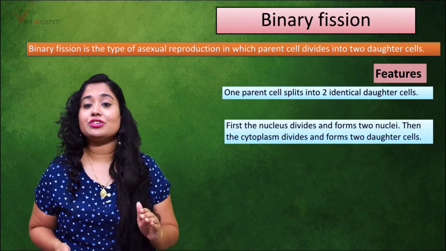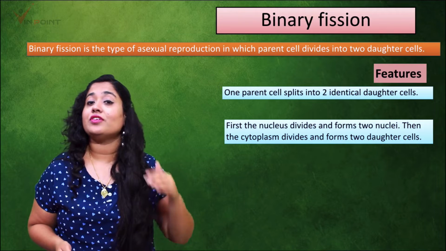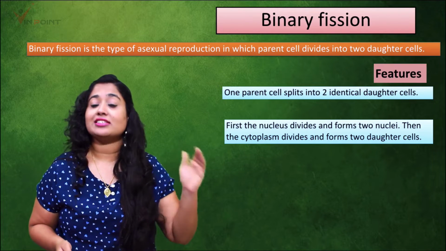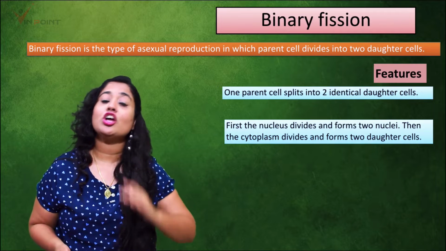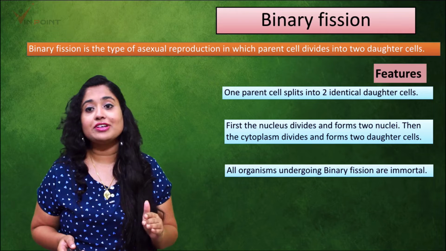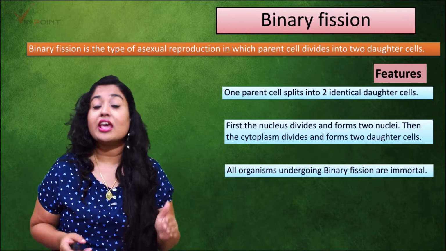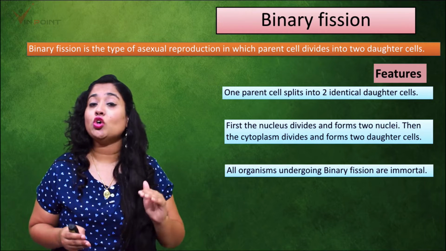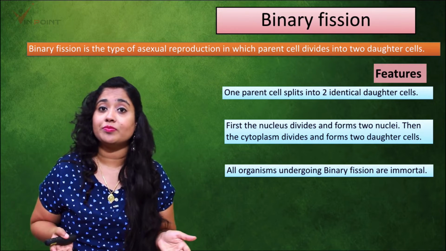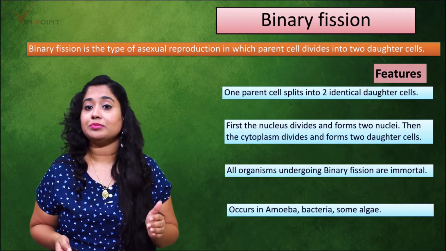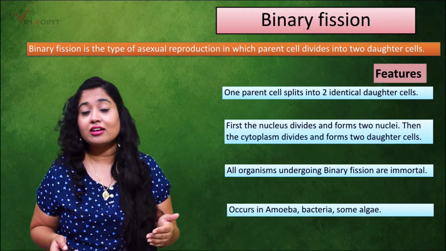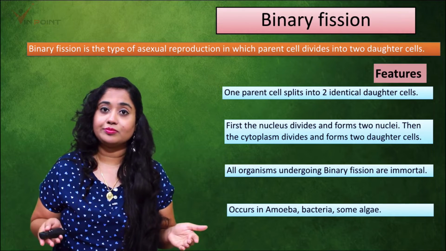So in binary fission, first inside the parent cell, the nucleus will divide, and later on the cytoplasm divides and forms two daughter cells. All organisms undergoing binary fission are immortal. Immortal means that they don't have a natural death, but accidental death is possible. Example, it occurs in amoeba, bacteria, and even some algae.